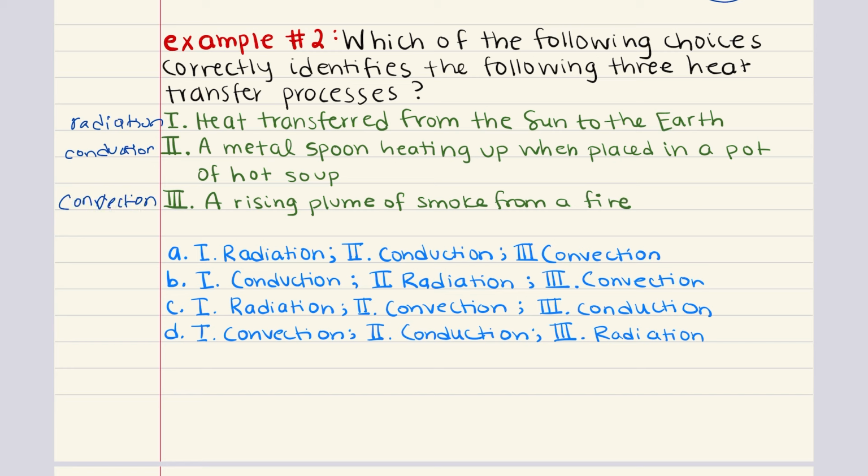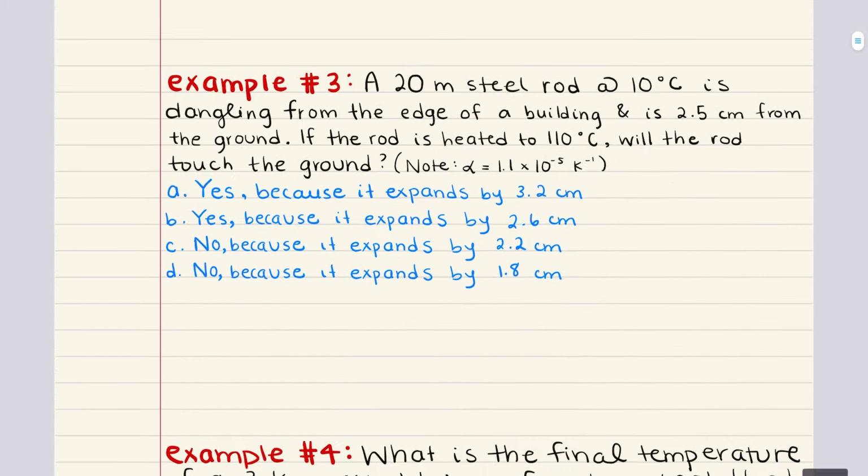That means we're looking for an answer choice that says radiation, conduction, and convection in that order for statements 1, 2, and 3 respectively. And that's going to be answer choice A. So the correct answer for problem 2 is A. Let's attempt problem 3 next.